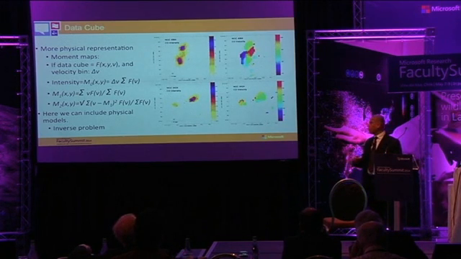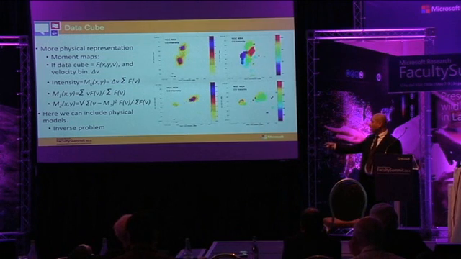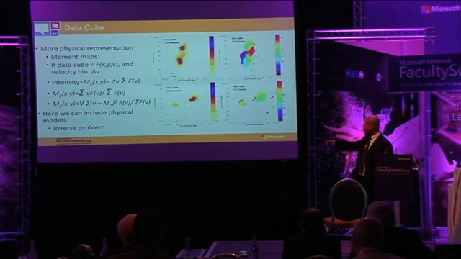And there is, of course, a more physical representation, and again it is collapsing the cube in some clever way, which we call the moment maps. If you have a data cube that depends on the two spatial coordinates and velocity, and you have a velocity axis, you can get an intensity by just adding, and then you have the intensity maps. Or you can take the velocity axis and do averaging, but weighted by flux, and that produces what we call a velocity field.